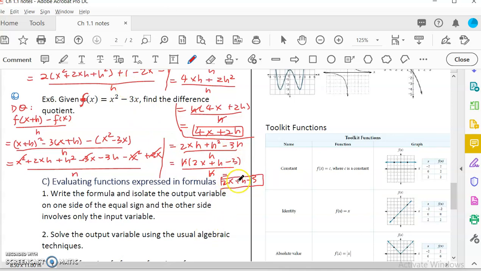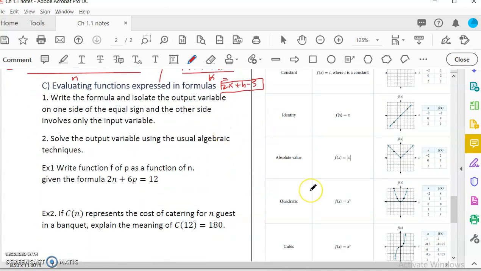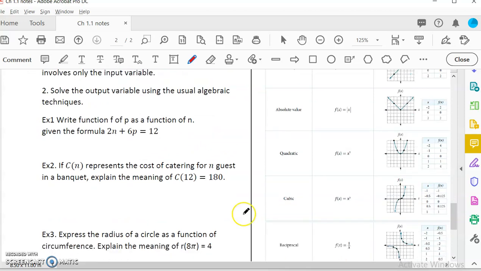So we end up having another formula, but this formula has x as well as h. So the next topic is if I have some formula and I want to write it as a function for application. Whenever you have a formula that relates two variables, and you have decided which one is input and which one is output, you want to solve for the output equal to the input. For example, I have a formula that is 2n plus 6p equal to 12. I want to write p as a function of n.